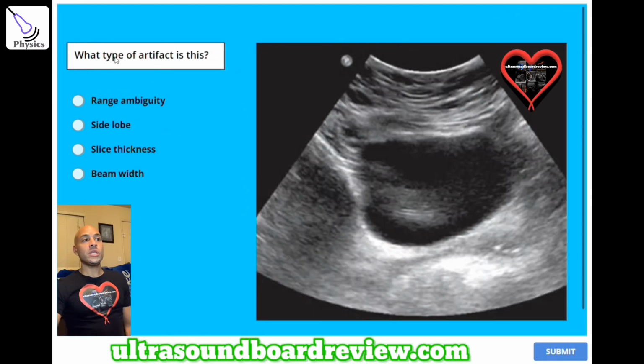Question 20. What type of artifact is this? A. Range ambiguity, B. Side lobe, C. Slice thickness, or D. Beam width? The answer is D. Beam width.